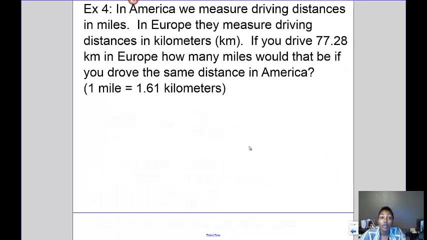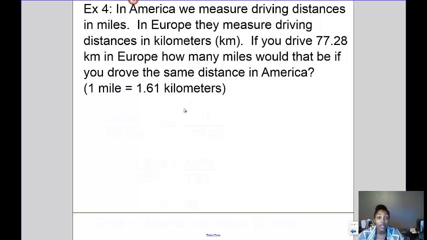So in America, we measure driving distances in miles. In Europe, they measure driving distances in kilometers. If you drive 77.28 kilometers in Europe, how many miles would that be if you drove the same distance in America? And the conversion factor is that 1 mile equals 1.61 kilometers. So that means that's my ratio. They are comparing miles to kilometers. 1 mile is equal to 1.61 kilometers.